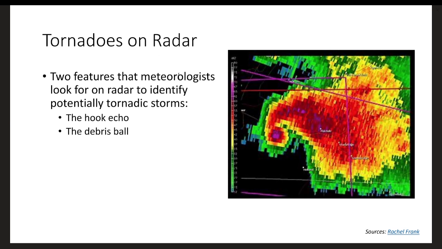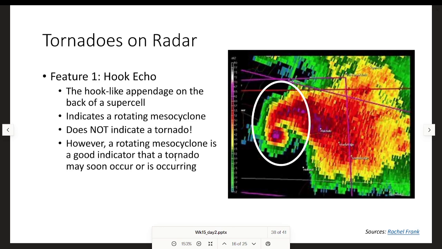So hook echo, this shape right here looks like a fish hook. And the debris ball, which is like looking for correlation coefficients to see if there's debris falling. So here's the hook echo. It's a hook-like appendage on the back of a supercell. It indicates a rotating mesocyclone. This doesn't indicate a tornado. But if you have a rotating mesocyclone, it's a good indicator that a tornado may soon occur or is occurring.